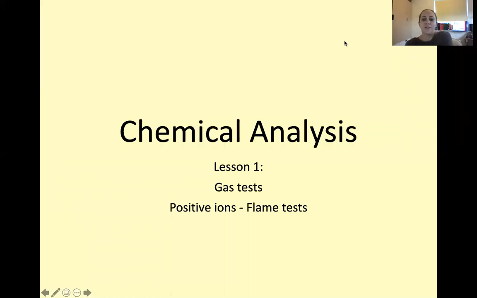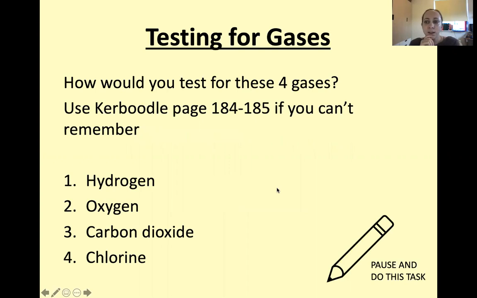Hello, today we're going to have our first lesson on the chemical analysis topic. We're going to look at gas tests and testing for positive ions with flame tests. So first up, this is hopefully some revision from Key Stage 3. There are 4 gases that you should be able to identify: hydrogen, oxygen, carbon dioxide and chlorine.